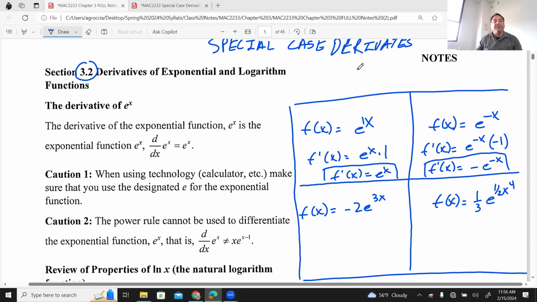Okay, now what happens if there's a number in front? Well, if we're taking a derivative, the number in front stays in front. The reason why is the product rule. We'll go over the product rule a little later.